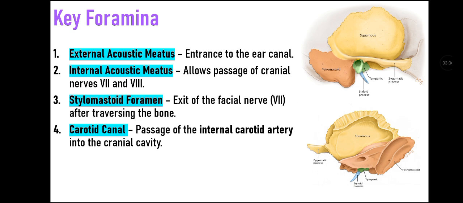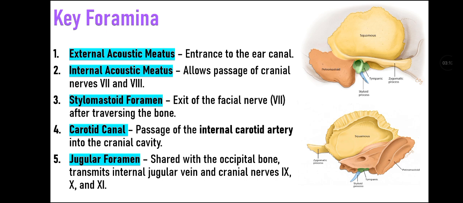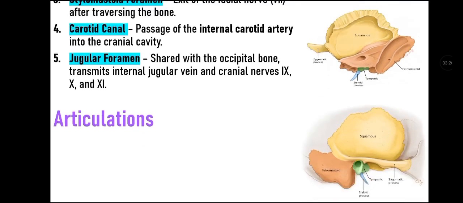Next foramina in the temporal bone is carotid canal that is passage of internal carotid artery into the cranial cavity. Next, it has jugular foramen that is shared with the occipital bone. It transmits internal jugular vein and cranial nerve number 9, 10 and 11.